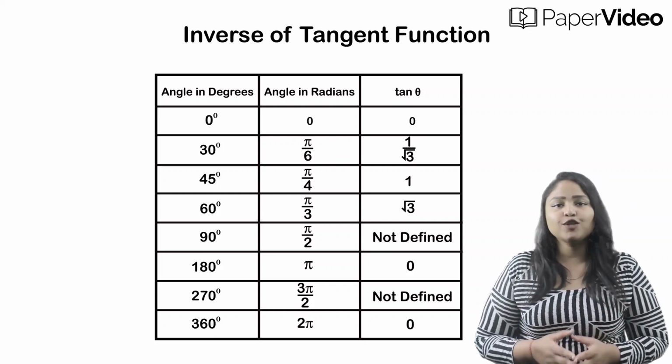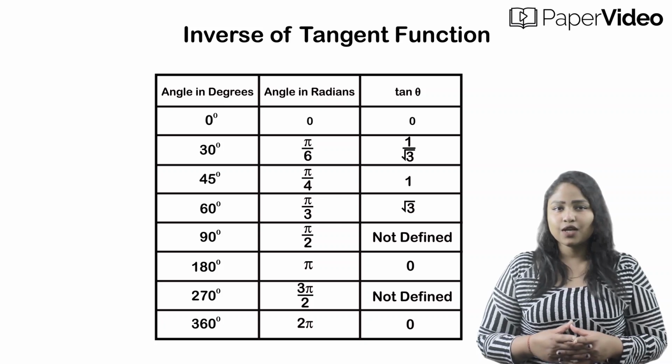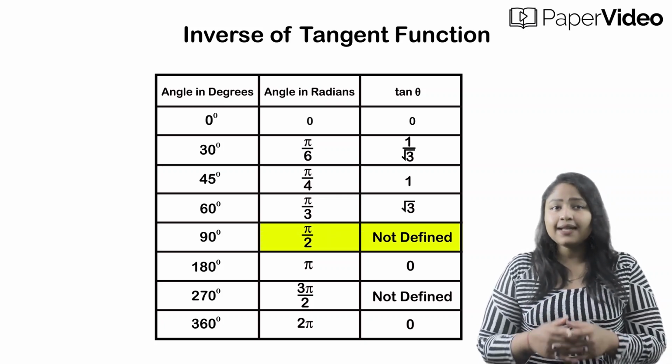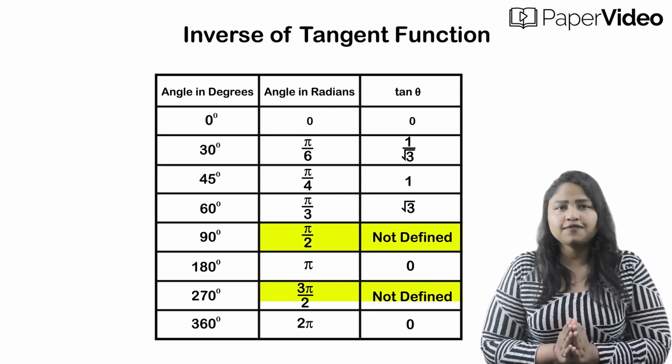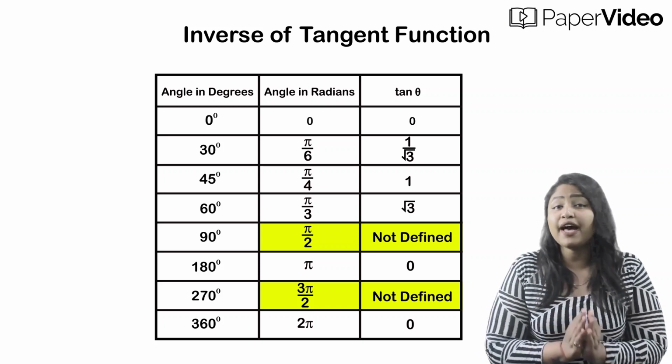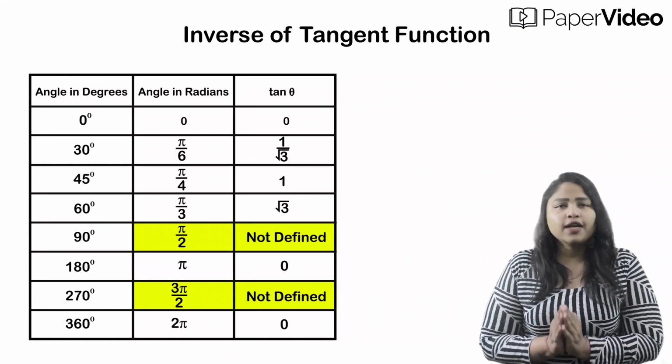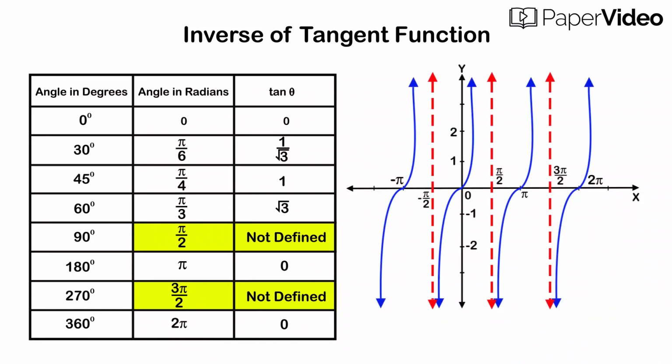You can pause this video to read the table properly. From this table, we can say that the tangent function is not defined for odd multiples of pi by 2. So, the graph of the tangent function looks like this. In the graph, we can see that there is no curve for minus pi by 2, pi by 2 and 3 pi by 2 because the tangent function is not defined for odd multiples of pi by 2.